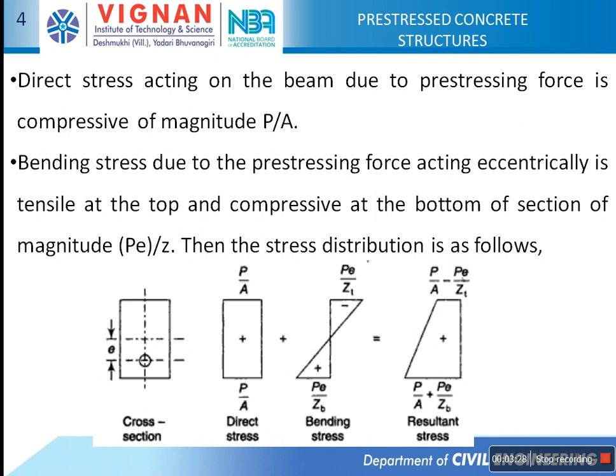So this is the distribution of direct stress, which is taken as compressive, distributed all over the section. We consider the compressive stress as positive, and the bending stress as negative, or tensile in nature, at the top, and compressive or positive at the bottom of the given beam. So this will be the resultant stress distribution of magnitude P by A minus Pe by Zt at the top, and P by A plus Pe by Zb at the bottom section of the given beam.